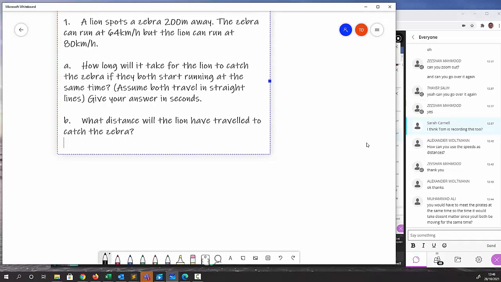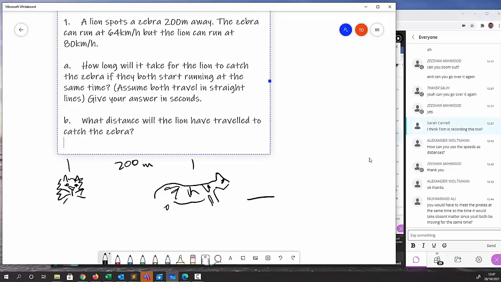So a lion spots a zebra. So the lion sees the zebra. Okay, I hope you don't mind my rather scruffy diagrams, and the distance between them is 200 meters. Okay, let's imagine they both set off in that direction, because the zebra is going to run away from the lion, not towards it, obviously.